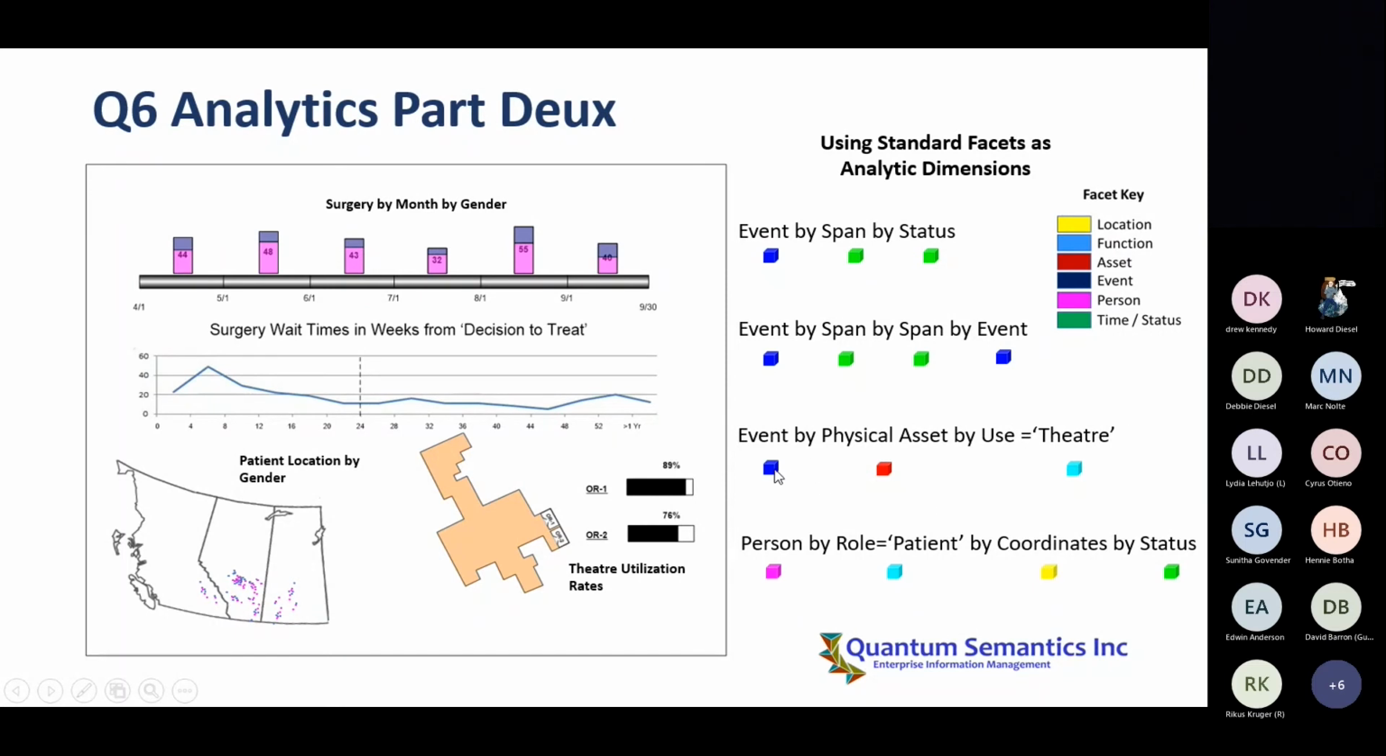So this is the event. This is the physical asset with the use of theater. So these 3 dimensions say, okay, I'm going to have all the surgeries, and split them by which theater they took place in. And this is the use. I'm not looking at the whole hospital. I'm just looking for events in that particular physical asset with that function. And then this last one is, I'm going to analyze the total population of people as patients by where they came from and what their gender status is.